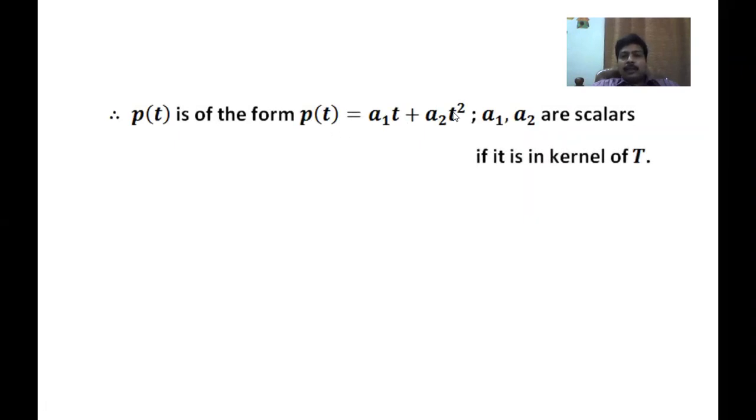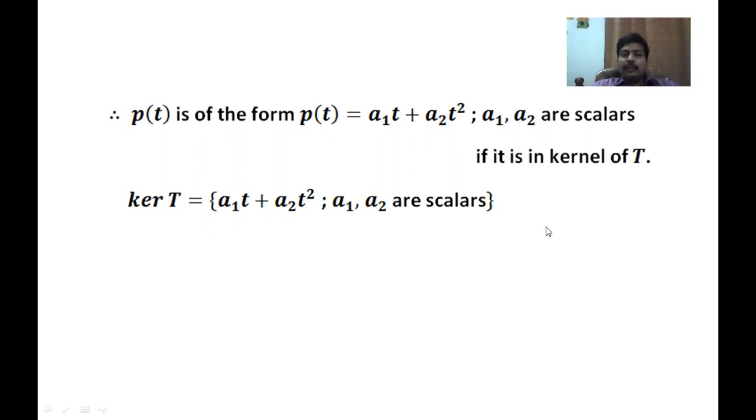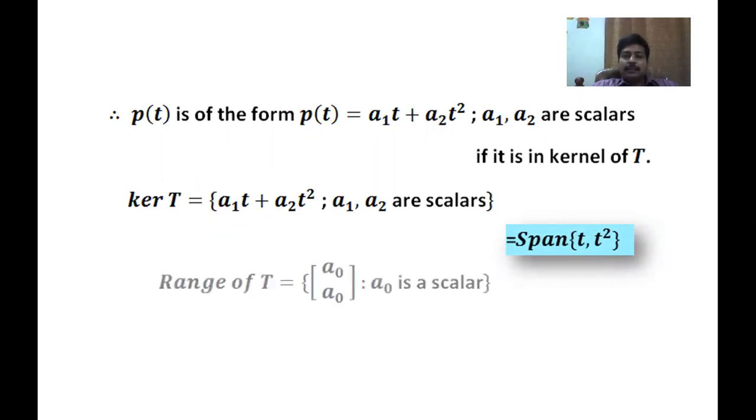So if A0 is 0, the polynomial is in this form A1t plus A2t square, where A1, A2 are scalars, if it is in the kernel of T. So this can be written as kernel T is equal to A1t plus A2t square, where A1, A2 are scalars. So I have used two vectors, two polynomials here, t and t square. So this is equal to span of t and t square. So t and t square are the required vectors.